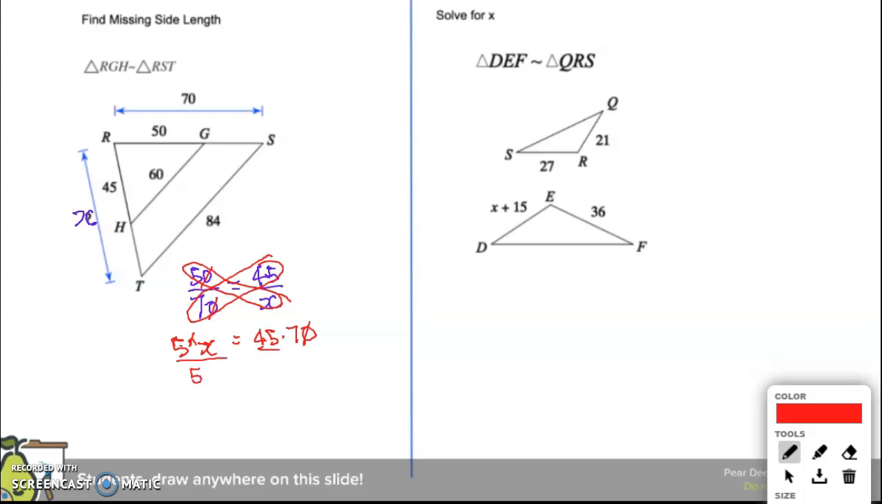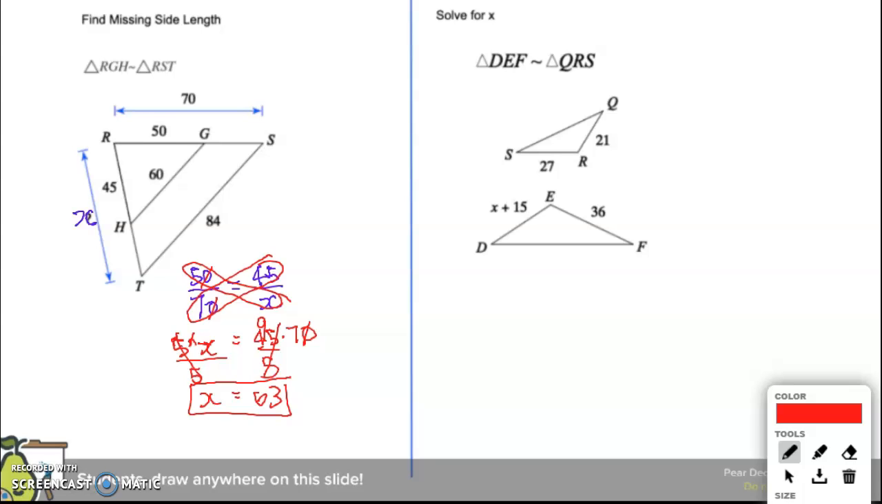Let's divide both sides by 5 just to make it easier. So then this is going to cancel out to be 9. 9 times 7 is 63. So I know that the question mark is 63 units.